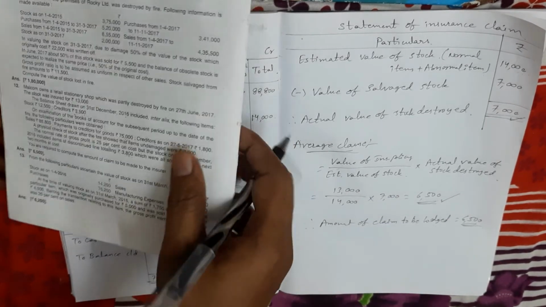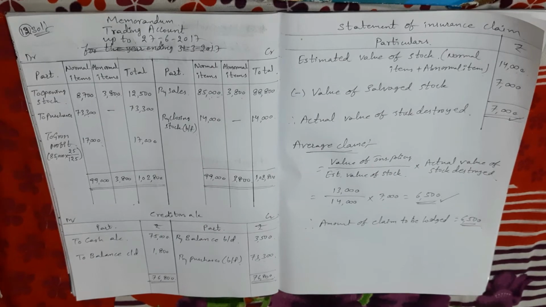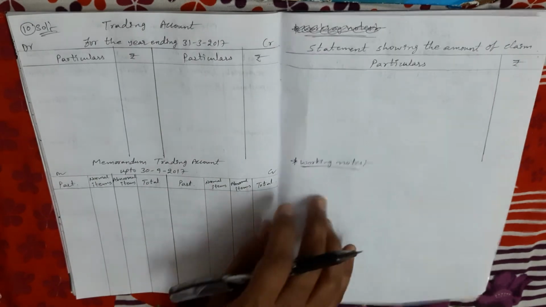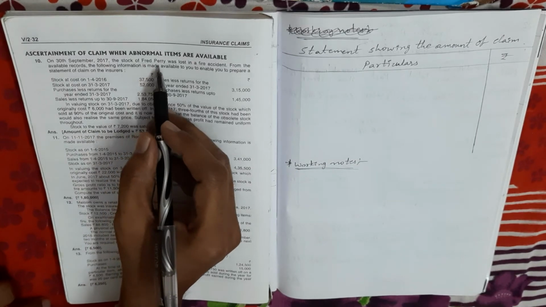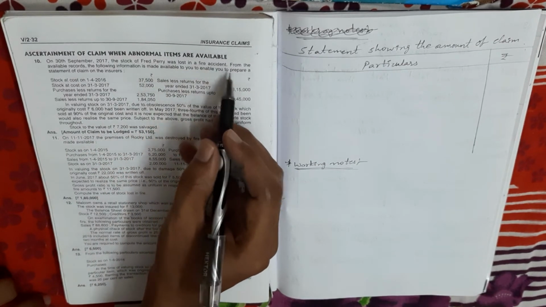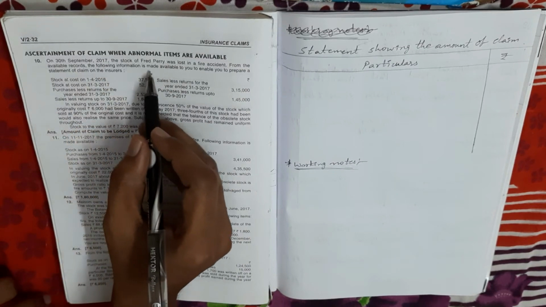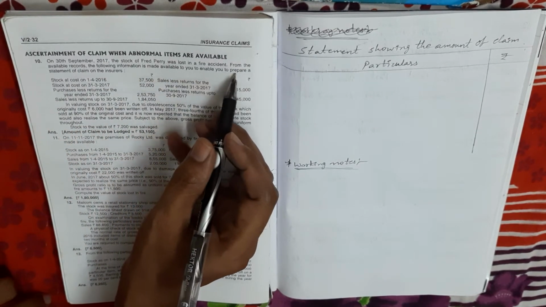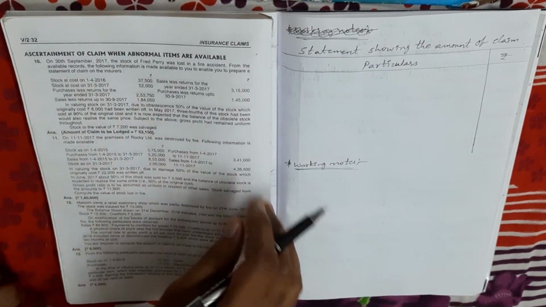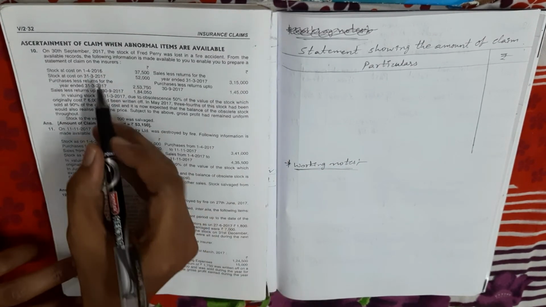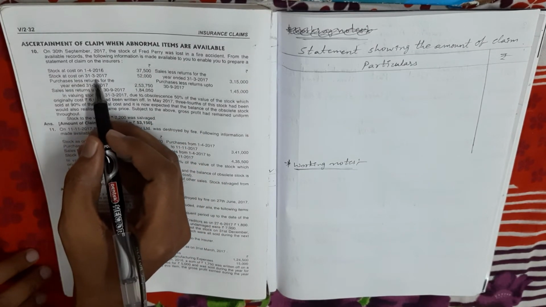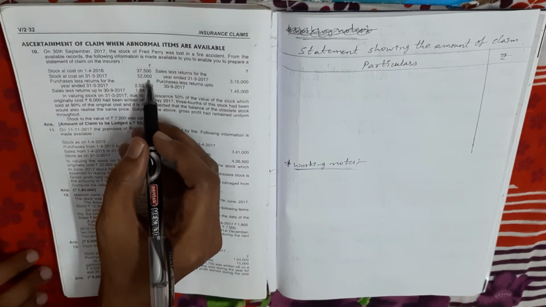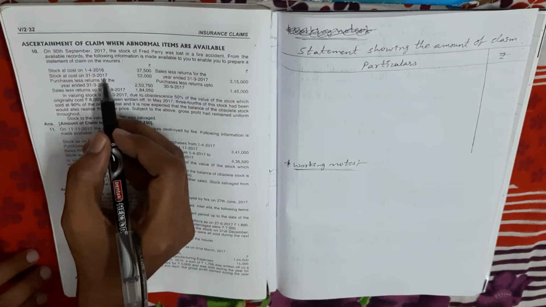Next, I'm going to explain one more important problem in your textbook on page number 32. See problem number 10. Very important problem. First, see the question. On 30th September 2017, the stock of Fred Perry was lost in a fire accident. From the available records, the following information is made available to you to enable you to prepare a statement of claim on the insurance. So stock at cost on 1st April 2016 is 37,500. Next, stock at cost on 31st March 2017, 52,000. So this is the last year opening stock. This is the last year closing stock.